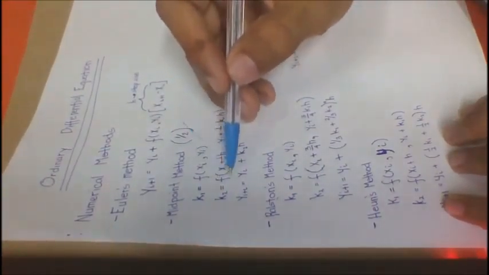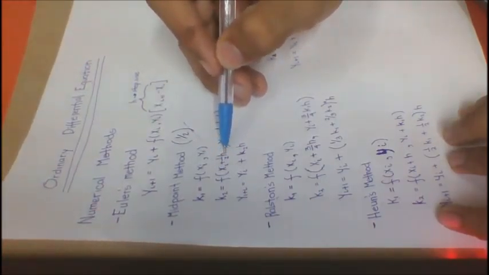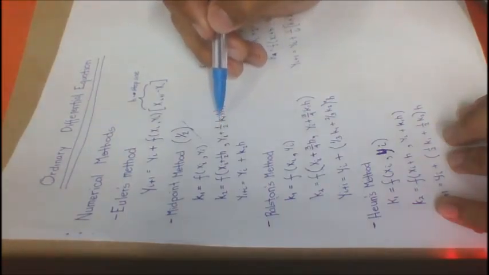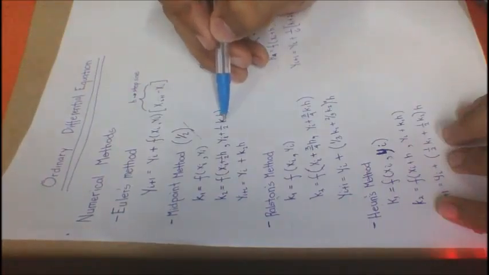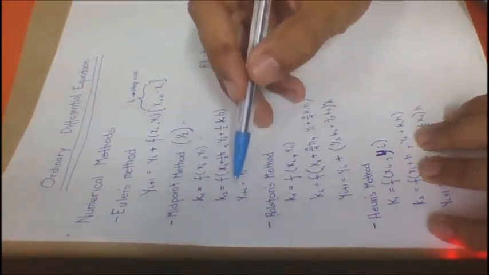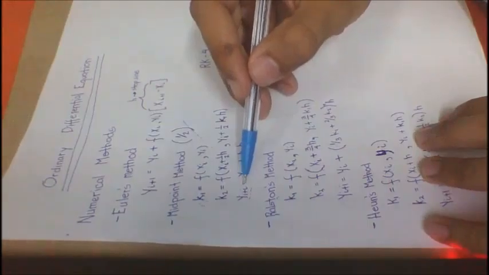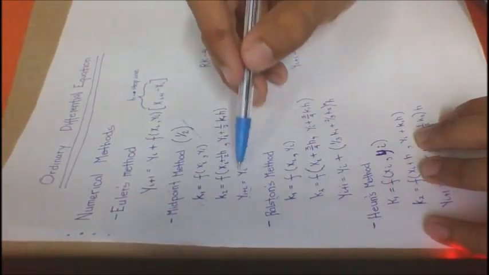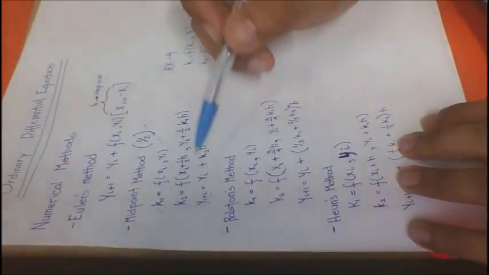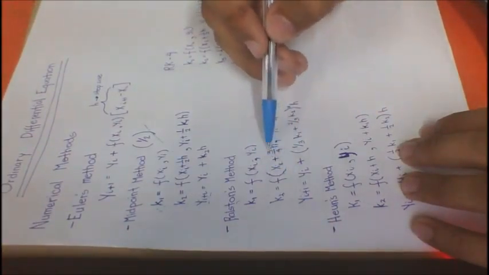Then for K2, we get the function value at x_i plus 1/2 of h, or half of the step size, and at the initial state of y plus half of our step size times K1, the first value we solved. And then the equation for getting the approximated y value of the differential equation is y_(i+1) equals y_i plus K2 times h. Now for the Ralston method, our K1 is the same as for the midpoint, and our K2 will be the function value at initial x plus 3/4 of h.